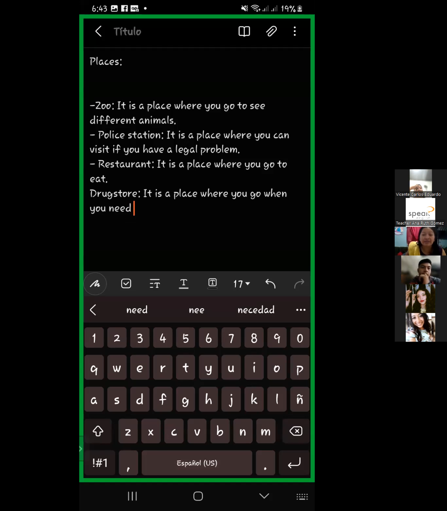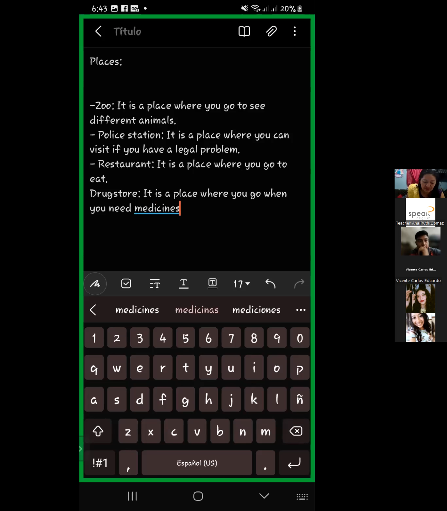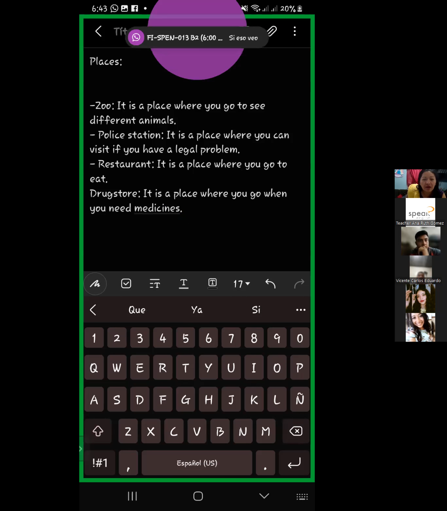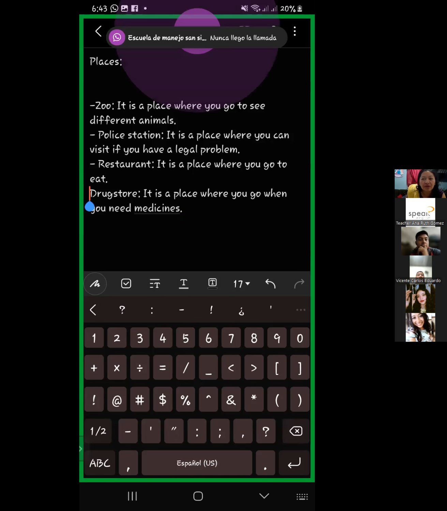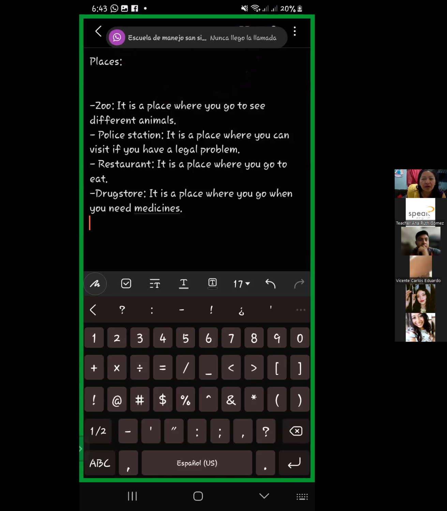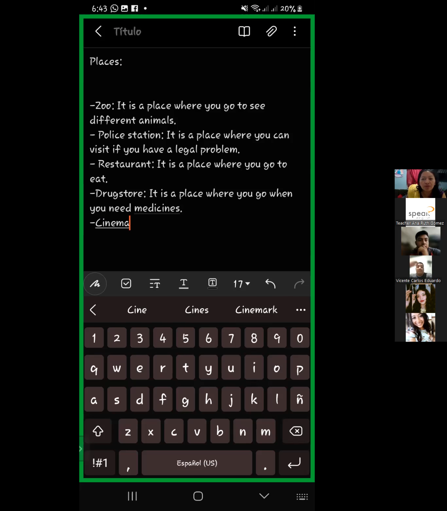Yes, medicines, así se escribe. O sea, medicamentos, medicines. Okay, English. Medicines, all right. Okay. Cinema. It's a place where you go to see movies. Yes.